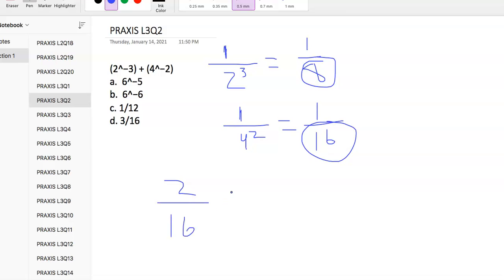2/16, 1/16, right? Denominator stays the same. 2 plus 1 is 3. We end up with 3/16.